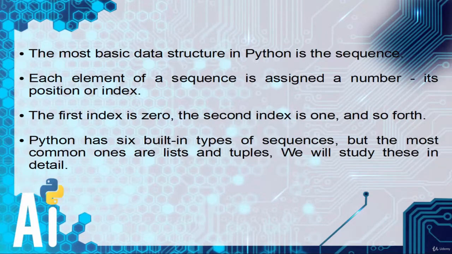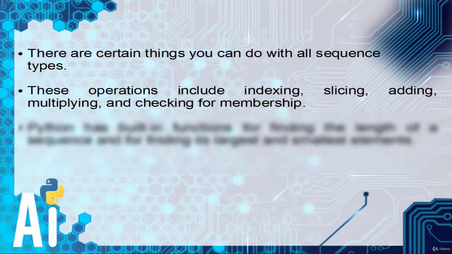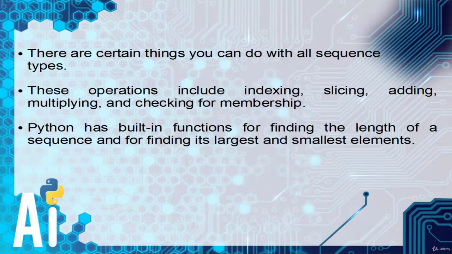Python has 6 built-in types of sequence, but the most common ones are list and tuples. We will study these in detail. There are certain things you can do with all the sequence types. These operations include indexing, slicing, adding, multiplying, and checking for membership. Python has built-in functions for finding the length of the sequence and for finding its largest and smallest elements.